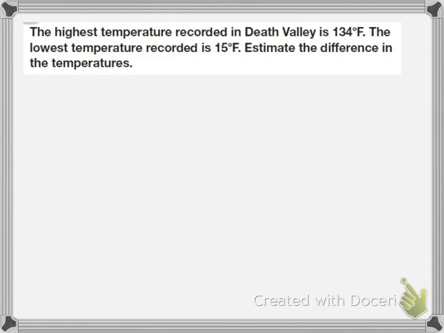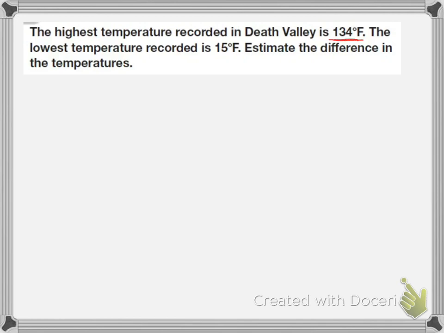The highest temperature recorded in Death Valley is 134 degrees Fahrenheit. The lowest temperature is 15 degrees Fahrenheit. Estimate the difference in the temperatures. When I do this, I want to estimate it so it's easy for me to subtract.